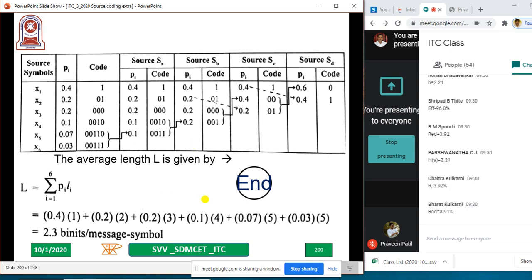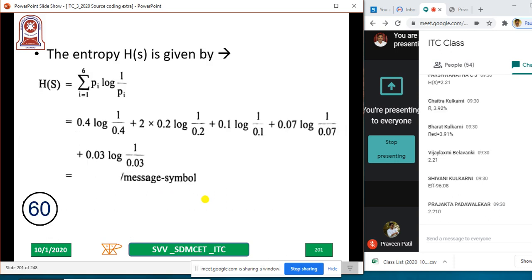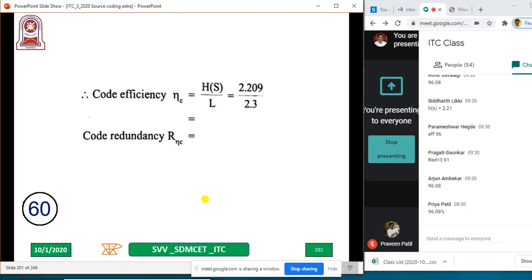Let me show the H of S. And H of S, 2.209 I got. It's 2.21. Many students have typed. It's correct. And now find out the efficiency. All of you know efficiency. Most of the students have got 96.08. Simply fill the values and calculate. You multiply by 100 so that you will get efficiency, and redundancy you can find out as 100 minus that.